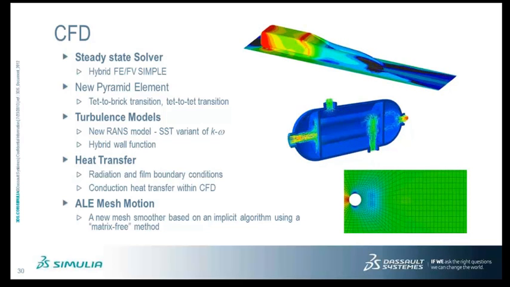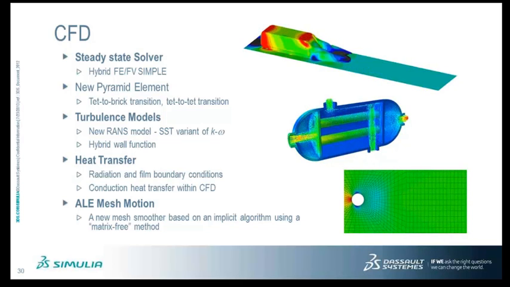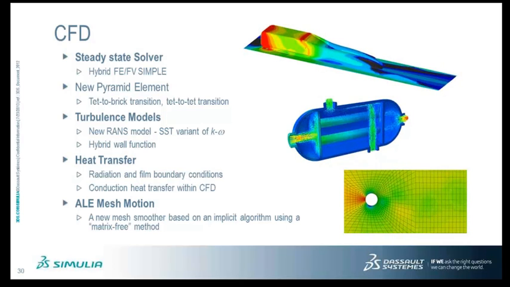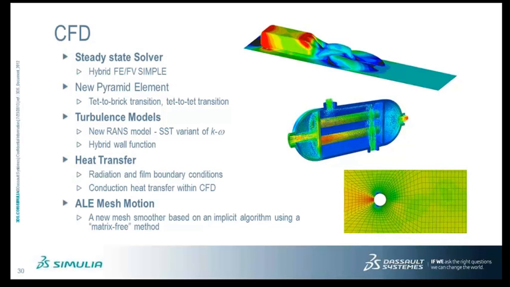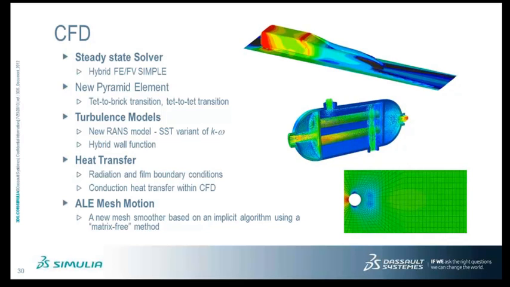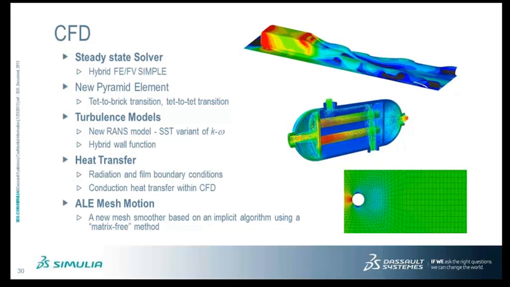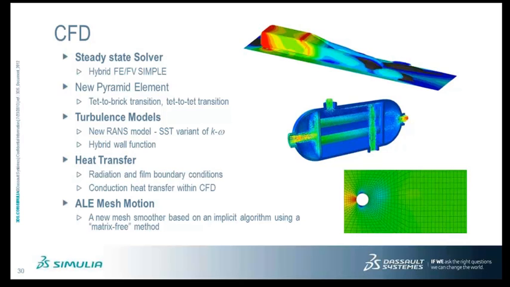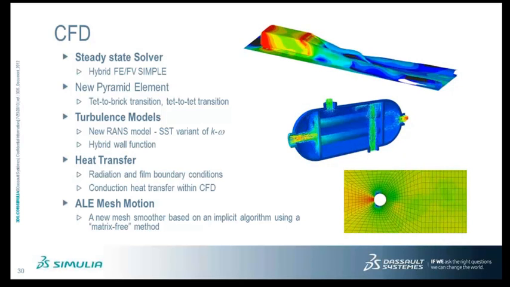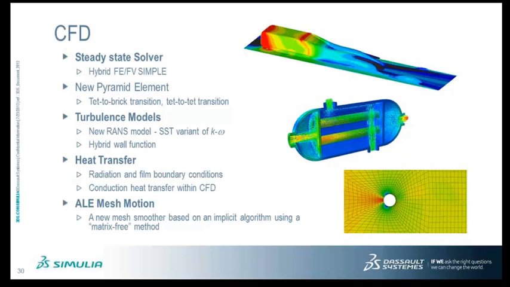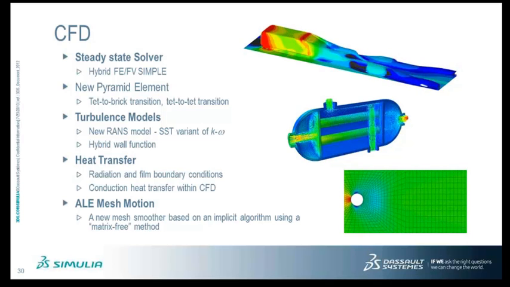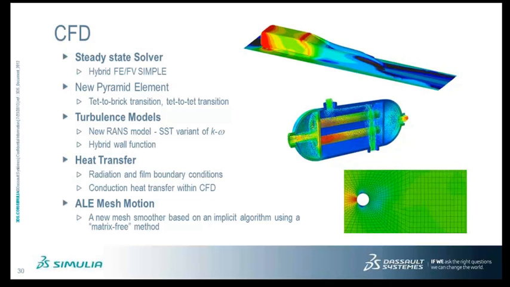The ALE is used for situations where you have a body moving through the CFD mesh. So this animation there just shows a cylinder inside an airflow. We've introduced a new implicit advection scheme that improves the robustness of the ALE algorithm and allows for a larger deformation to occur.